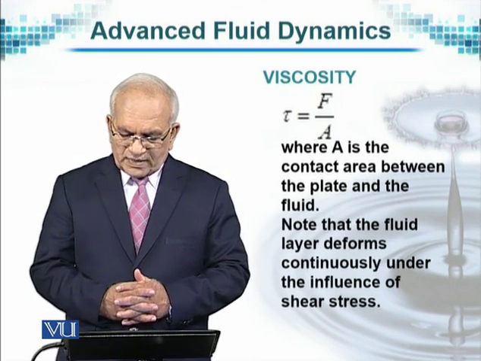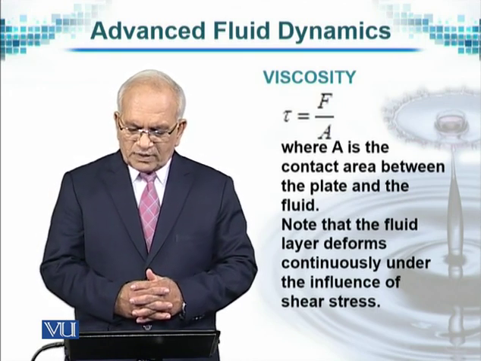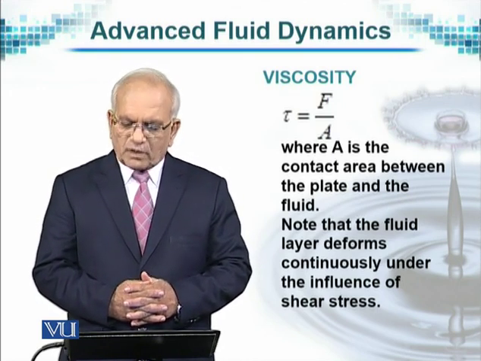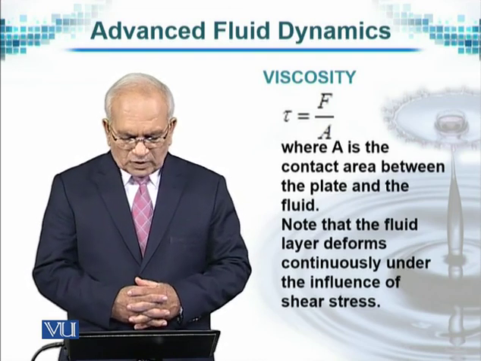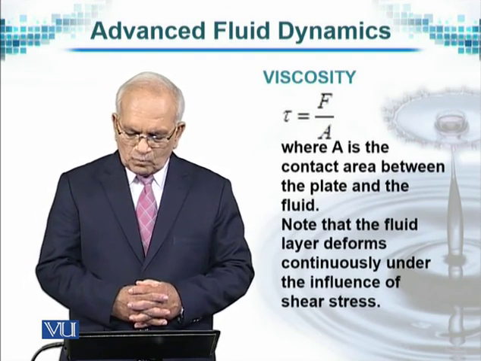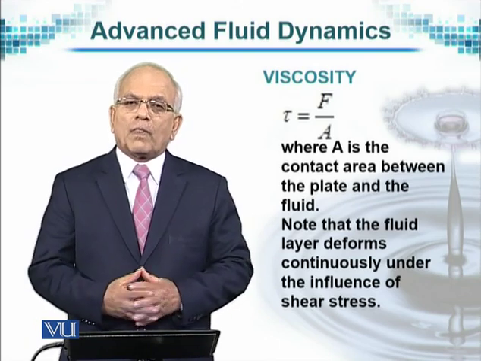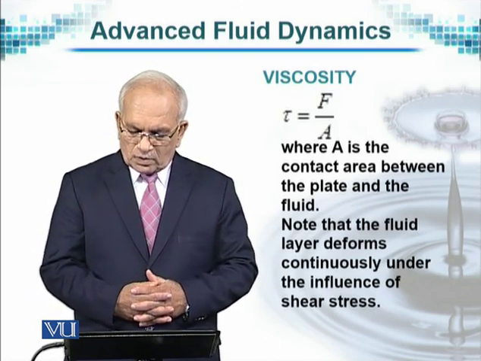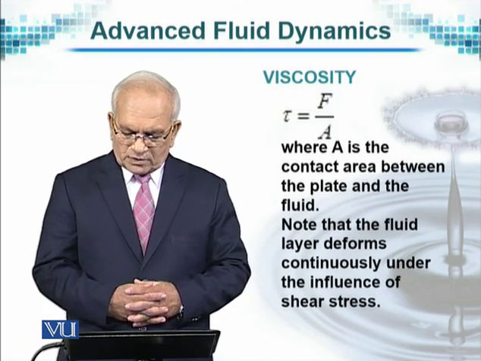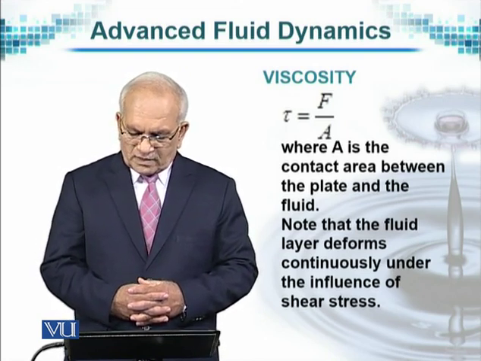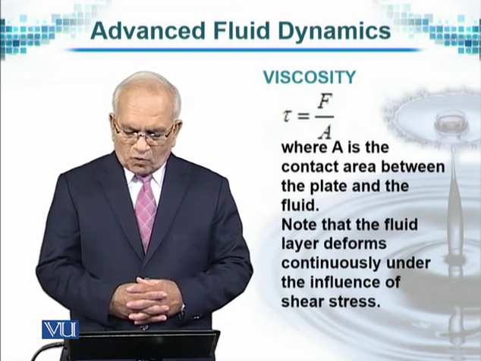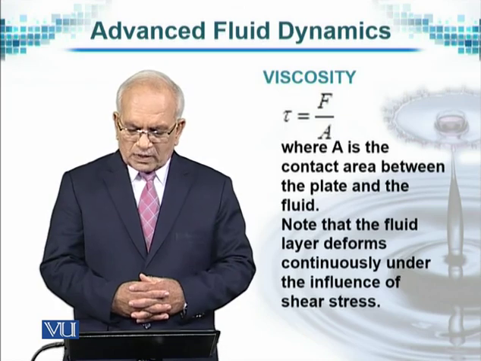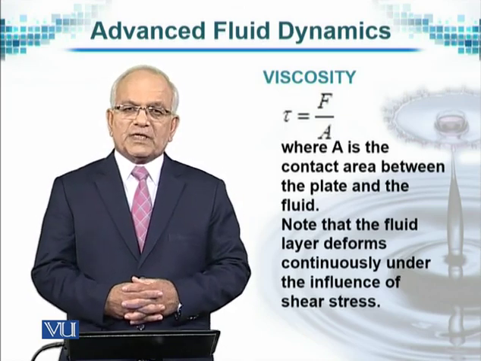So the shear stress is normally denoted by tau is equal to force per unit area, where A is the contact area between the plate and the fluid, और F इसके ऊपर हम force apply कर रहे हैं. So this ratio is called shear stress. Note that the layer deforms continuously under the influence of the shear stress.